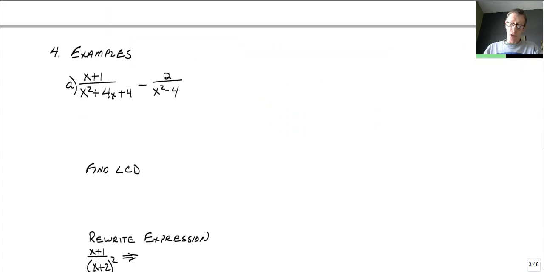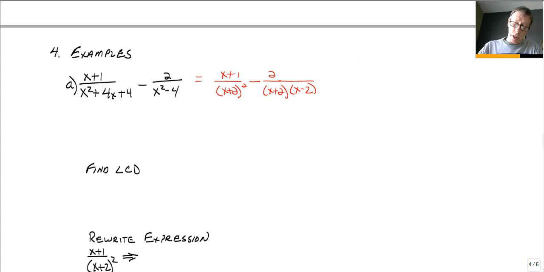Okay, so let's go ahead and do some more examples. For this one, I'm going to factor it. So I have x plus 1. Two numbers that add to 4 and multiply to 4. That would be x plus 2 squared minus 2, and I'm going to factor x squared minus 4, so that would be x plus 2 times x minus 2.